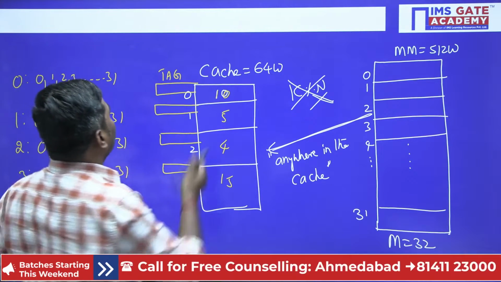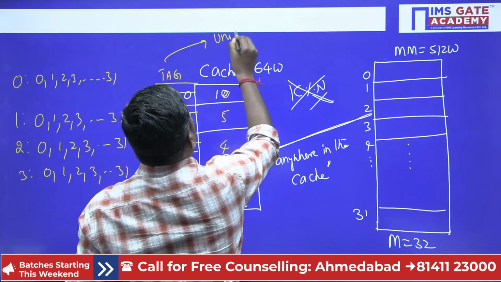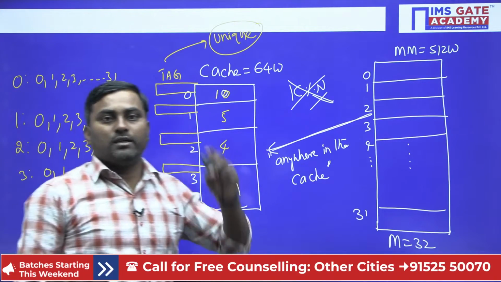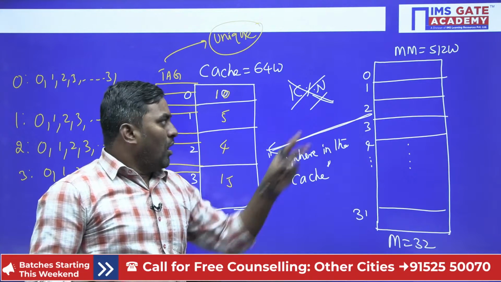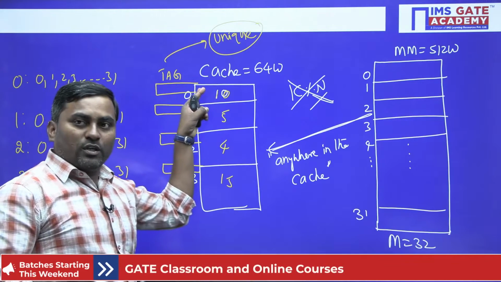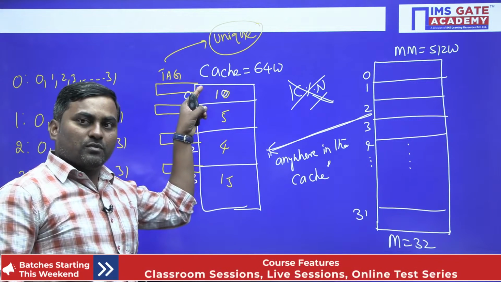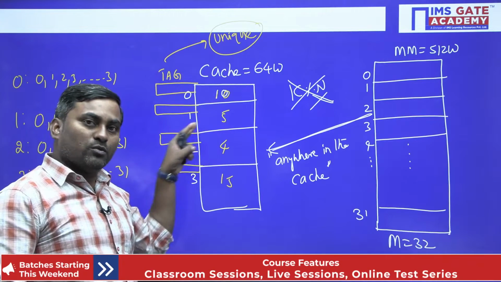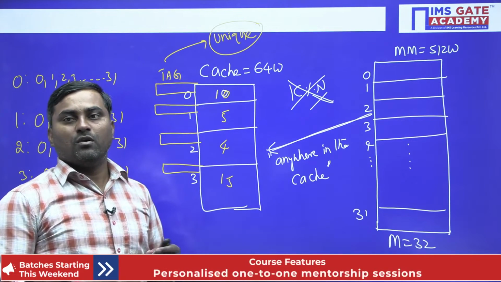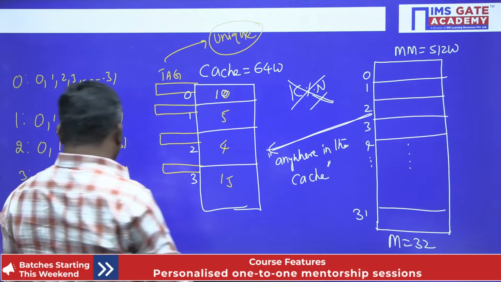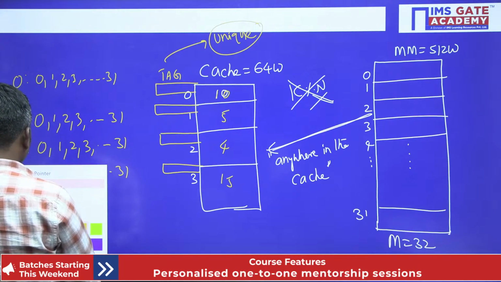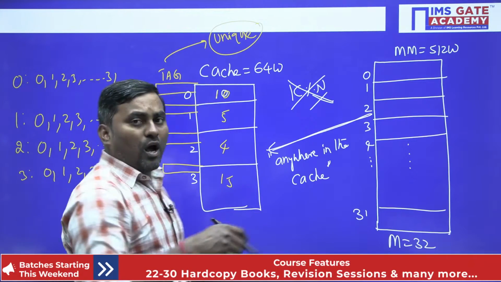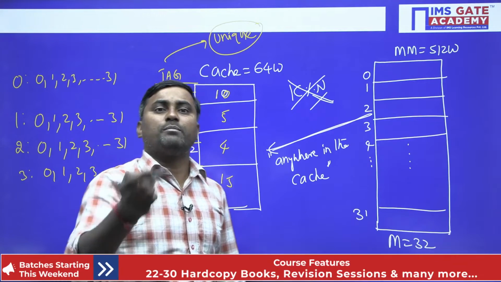Now these tag bits must be unique, right? If it is duplicated, you cannot search it. The tag bits must be unique here. Out of 32 you can place one, remaining 31 you can place one, remaining 30 you can place one, like this, understand. Now, how many bits for a tag? How many are referring? All are referring. So 32 are referring, so 5 bits are required.